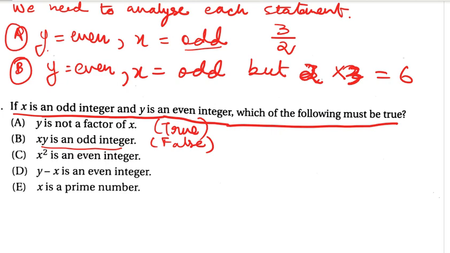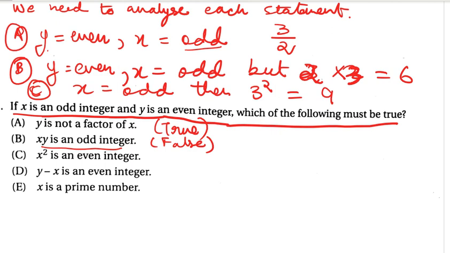X square is an even integer. Let's check option C. If x is odd, then 3 square is 9. So x square cannot be an even integer. If x is odd, the square of an odd integer is going to give you an odd answer only. So it cannot be even. So this is also false.